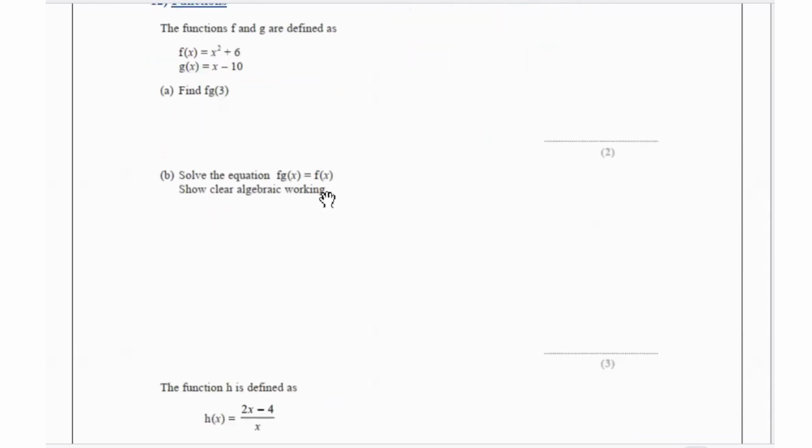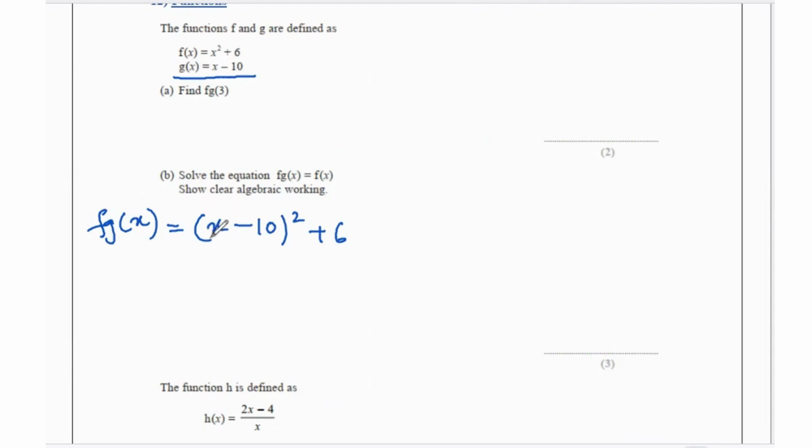Then it says solve the function f of g of x equals f of x. So let's find the composite function f of g of x. f of g of x means that you're replacing the x of f of x with the function g of x. So that's going to look like (x minus 10) whole square plus 6. Once again, if you compare x squared plus 6 with (x minus 10) whole square plus 6, we just replace x with the function g of x.